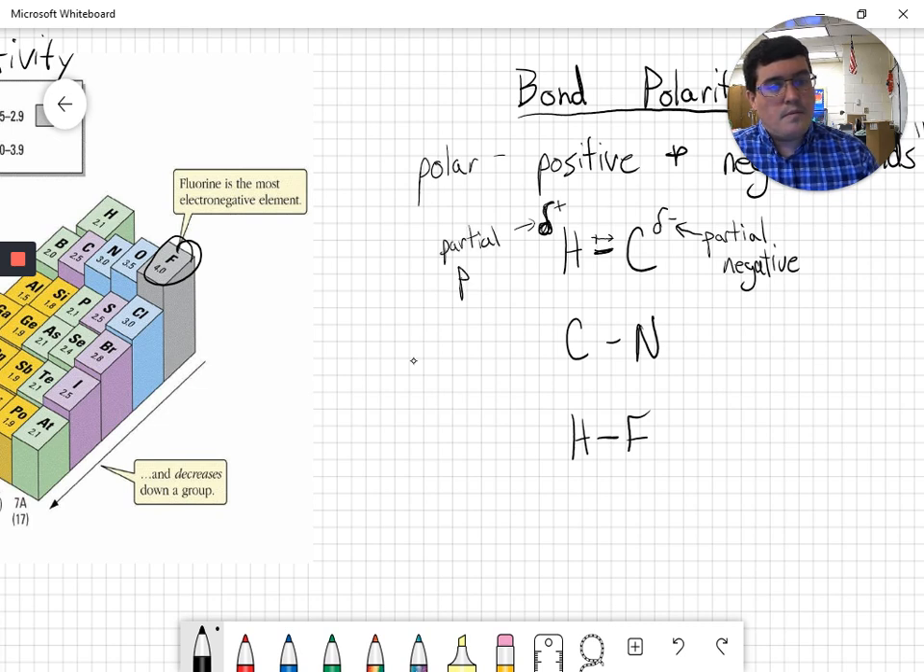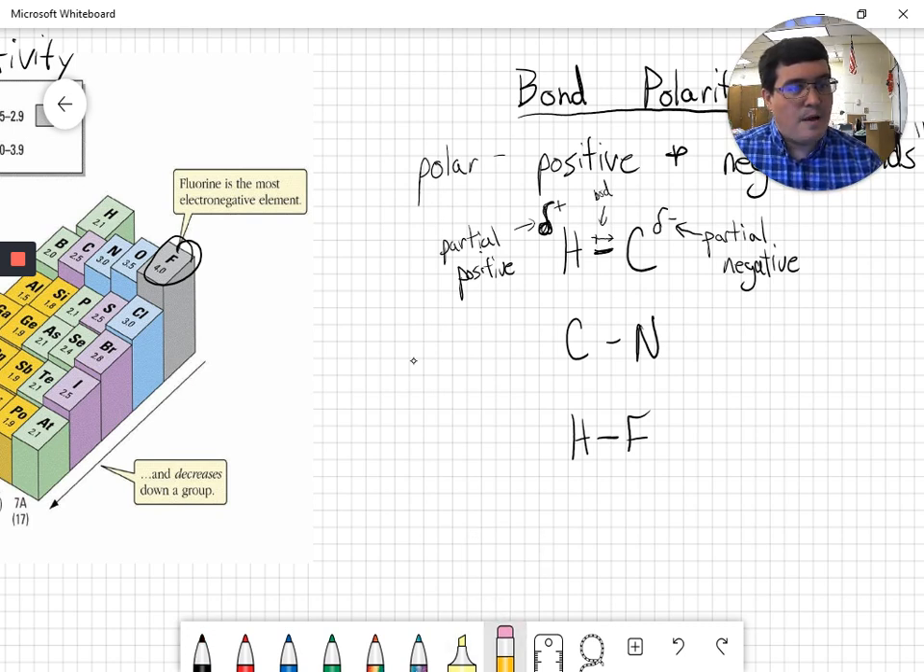Now, the greater the difference between these, the stronger that polarity is. That right there is the bond. It is not the bod polarity. It is the bond polarity.